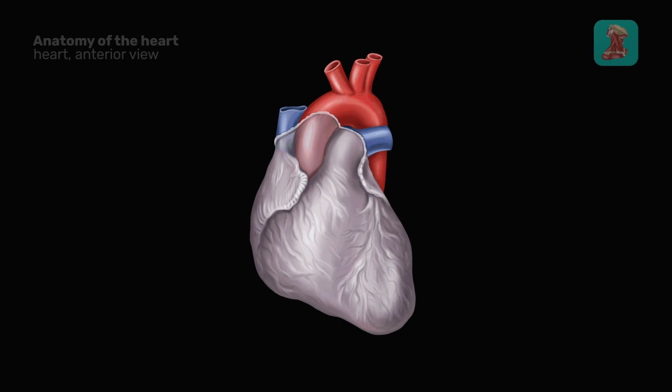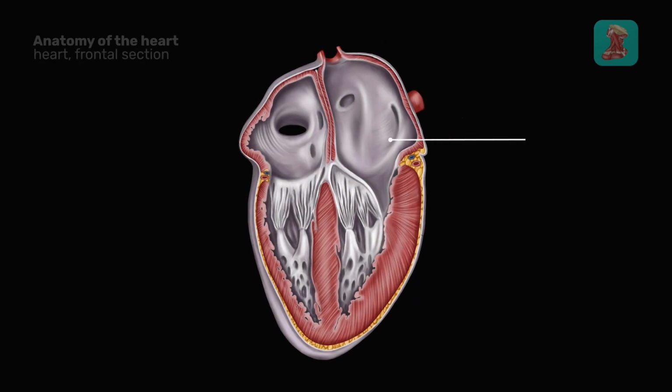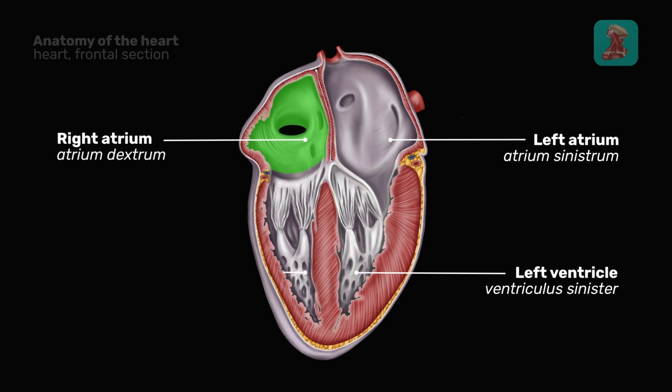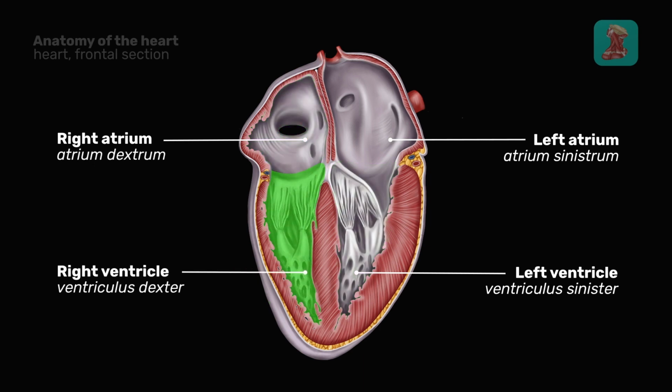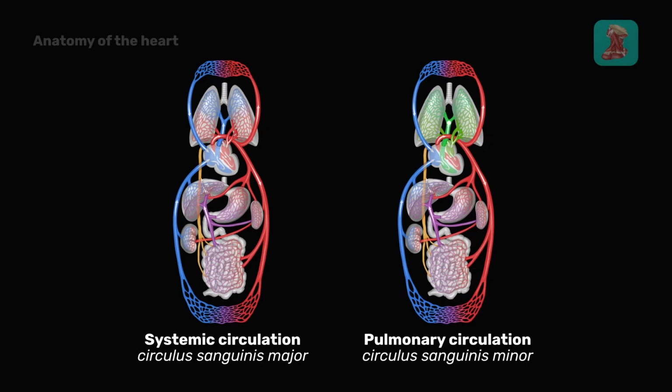The human heart has 4 cavities, which are called chambers. These are the left atrium, the left ventricle, the right atrium, and the right ventricle. The right ventricle and the left atrium are components of the pulmonary circulation, and the left ventricle and right atrium are components of the systemic circulation.